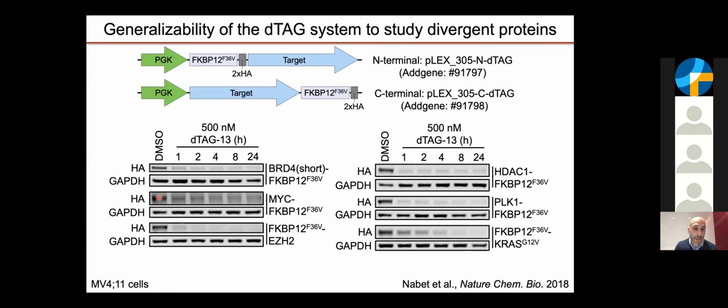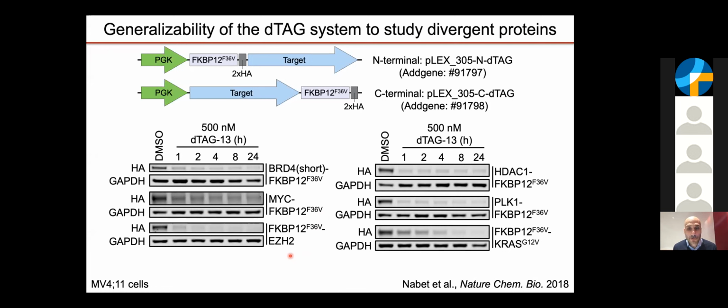From here, we just started tagging all kinds of different proteins that we were interested in studying in more depth. These include, of course, MYC, EZH2, HDAC1, PLK1, and mutant KRAS. And in each case, we were able to nicely degrade each target protein of interest, confirming some of our earlier observations. But also, we were just really excited because now we were able to continue to build upon this approach.